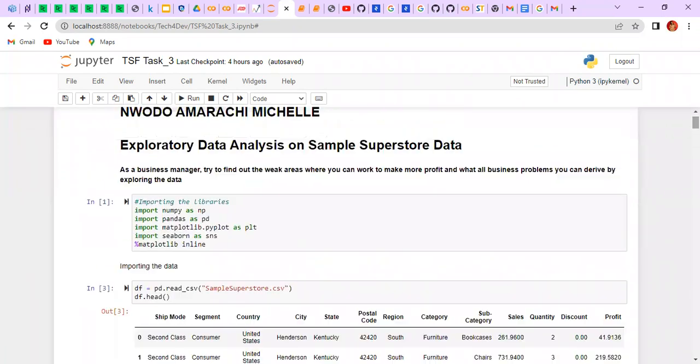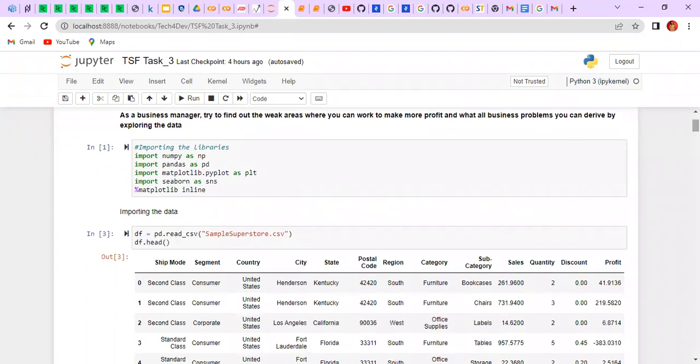It is an exploratory data analysis on the Sample Superstore. I imported the library. The question said, as a business manager, try to find out the weak areas where you can work to make more profit and what business problems you can derive by exploring the data. So it's just to explore the data.